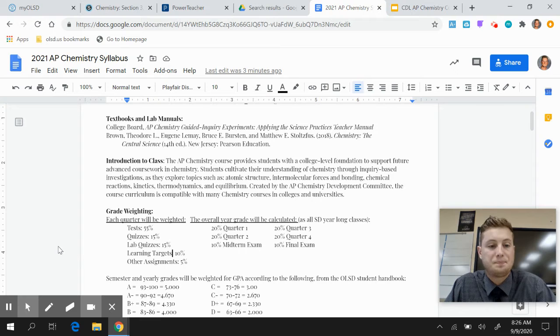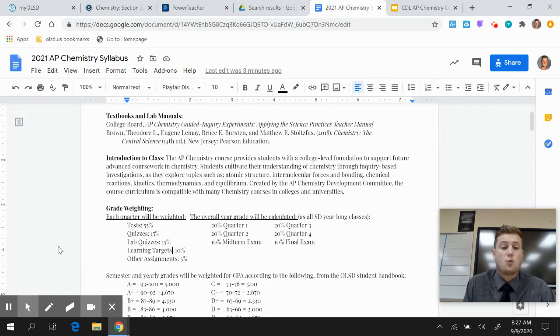So your students will have a better understanding of what the expectations are when you walk in on campus and take chemistry. And that starts right away with the way that the class is weighted. Each quarter will be weighted with the test being 55% of the grade. Quizzes will be 15%. Lab quizzes are 15%, learning targets are 10%, and then any other assignment will be 5%.